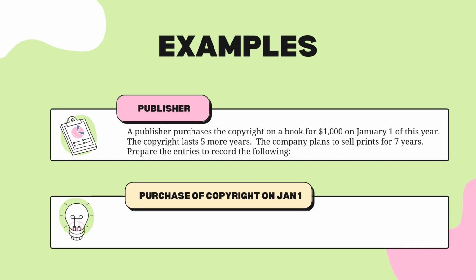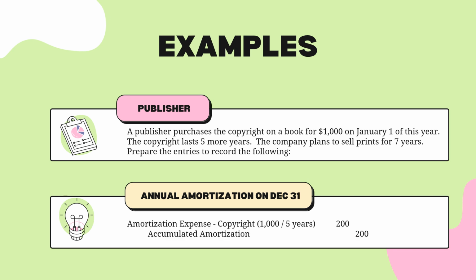First, we'll prepare an entry to record the purchase of the copyright on January 1st. We will debit copyright for $1,000 and credit cash for $1,000. Now, when we get to the annual amortization on December 31st, we can also record that. We will take the copyright cost of $1,000 and we will divide it over the 5 years the copyright lasts. So we will debit amortization for the copyright for $200 and we will credit accumulated amortization.